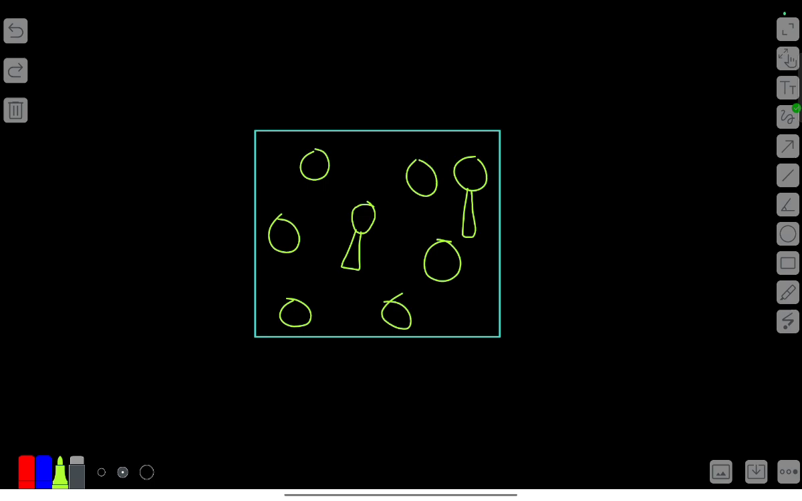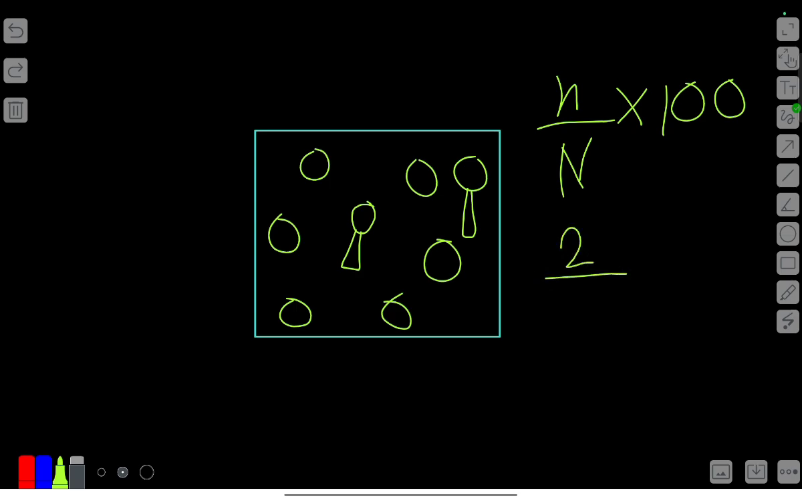Okay, so the formula will be N, which is the number of pollen grains that are germinated, divided by the total number of pollen grains, into 100, will finally give me the percentage of pollen germination. So here, if the slide looks like this, it would be 2 by 1, 2, 3, 4, 5, 6, 7, 8. 2 by 8 into 100.